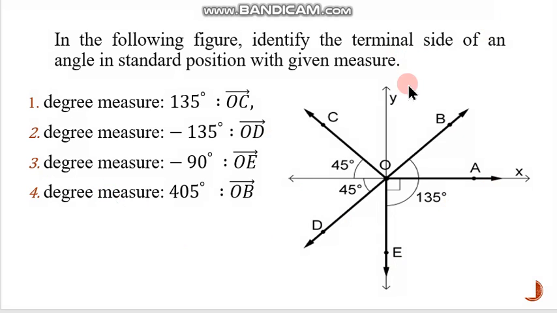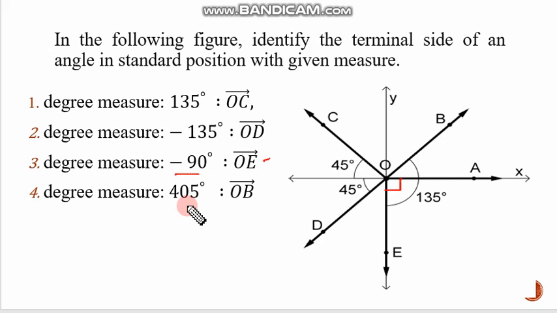Another one, negative 90 degrees. Again, negative 90. So from the positive x-axis and then 90 degrees. So this is 90 degrees, a perpendicular line. So the ray OE is the answer.